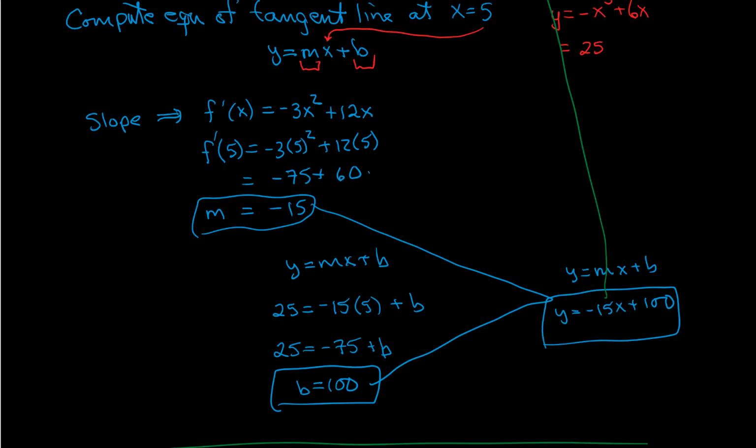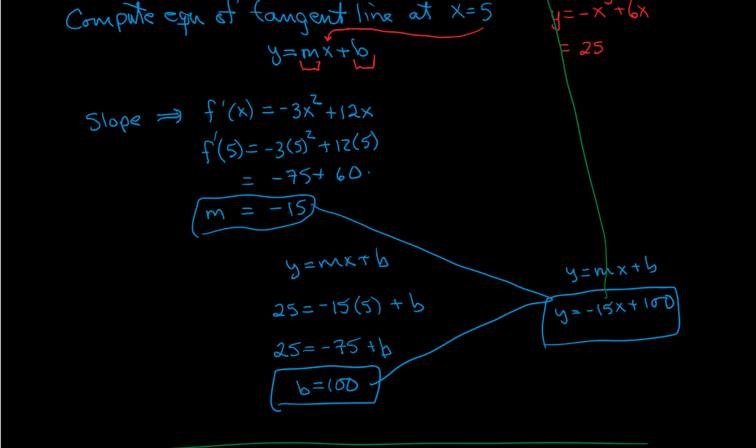I have a value for the slope. Well, I just computed that, negative 15. Plug that in there. We were given the value for x that we want to work with, 5, plus b. You can at this point solve for b. You get b equals 100.